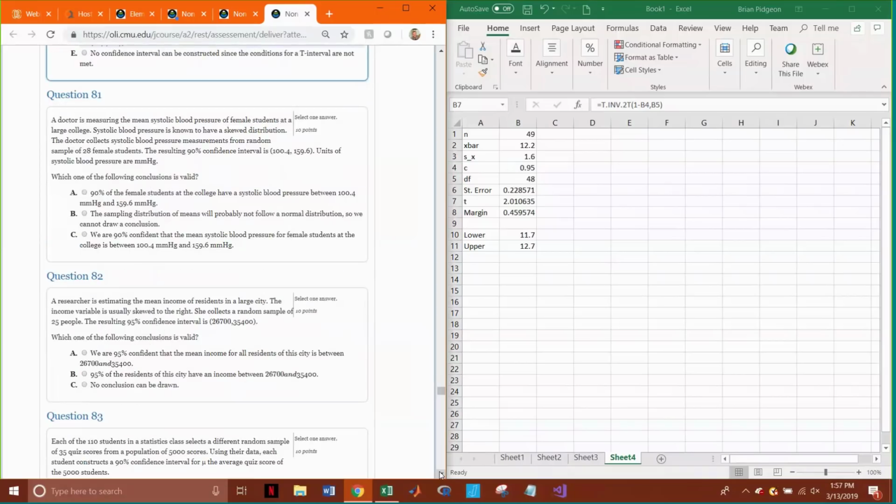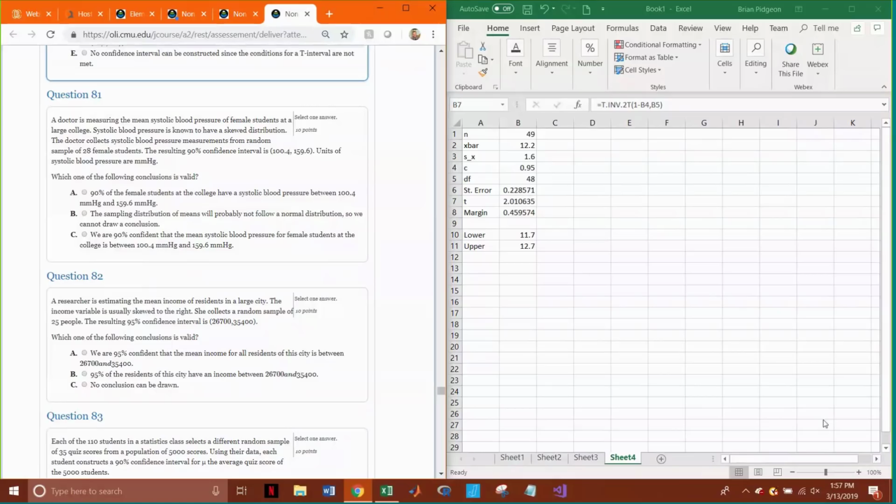81. So a doctor is measuring the mean systolic blood pressure of female students at a large college. Systolic blood pressure is known to have a skewed distribution. So the doctor collects systolic blood pressure measurements from a random sample. So the resulting 90% confidence interval is 100.4 to 159. Which of the following is true?